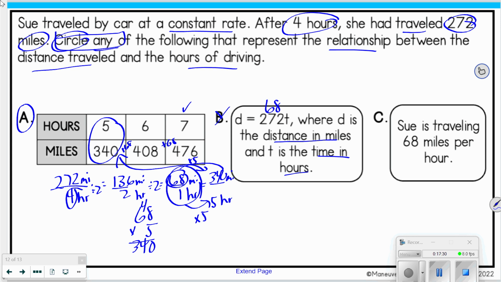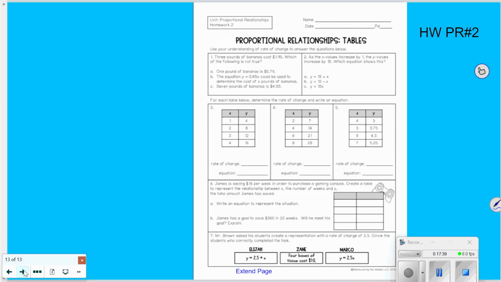And Sue is traveling 68 miles per hour. Again, when we find our rate of change, that is exactly what it came out to be. So C is also correct. So 2 of the 3 were correct.